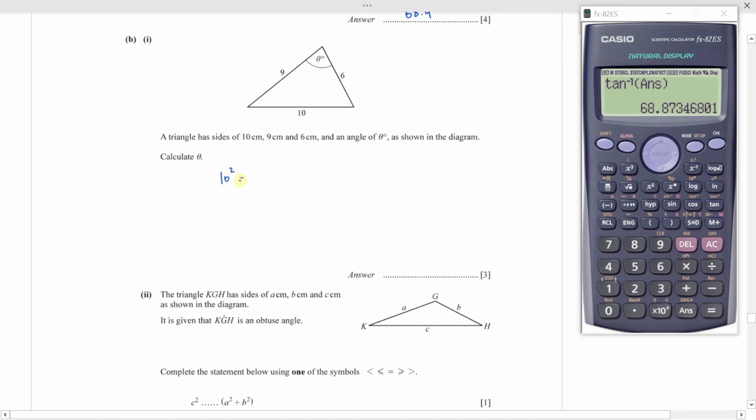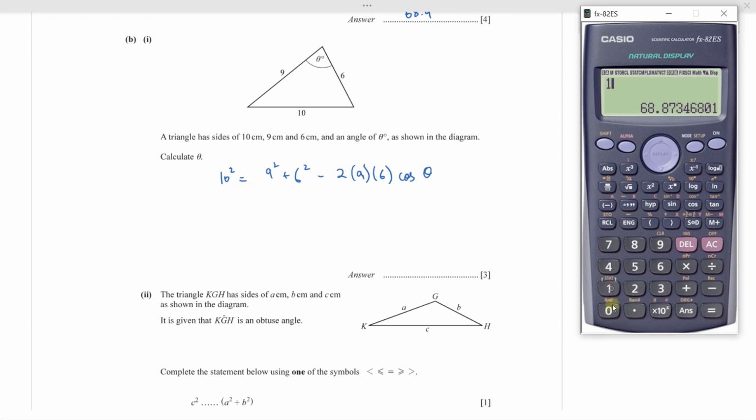Which will be 10 squared equals the other two sides, 9 squared plus 6 squared, minus 2 times the product of these two sides, 2 times 9 times 6, times cos of theta degrees. So theta is this. Let's calculate the value of theta from this.